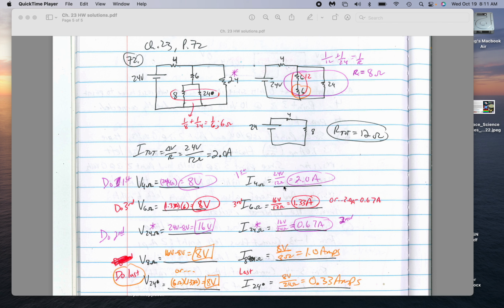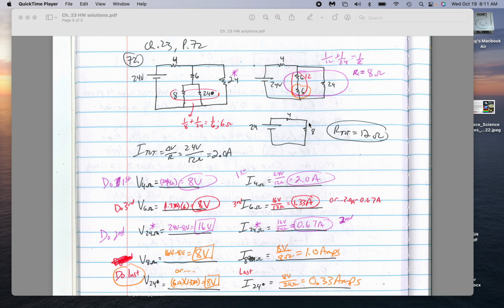At this particular point, you could have basically realized that this was the total current in the circuit, so 24 volts total divided by 12 ohms total gives me 2 amps, and all that is going through 4. The second one I did was this 24 ohm resistor because it's all by itself.